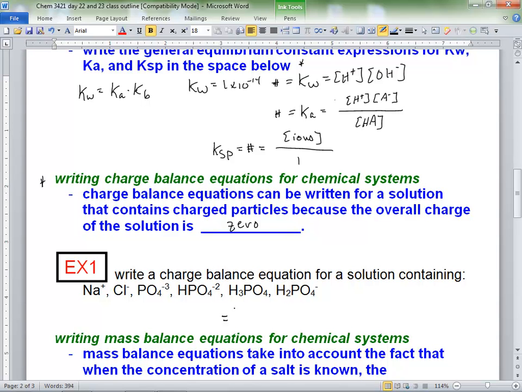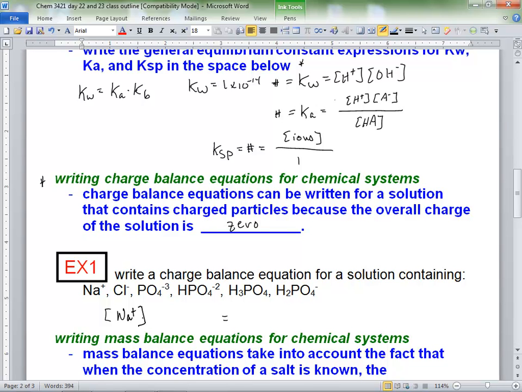So before we do that, though, I just want to identify. This will be one of the last steps in our 5-step program. We'll identify all the ions. And you list them out all nice like this, and then it's a lot easier to write the charge balance equation. We'll write the cations all on one side, and the anions all on the other.